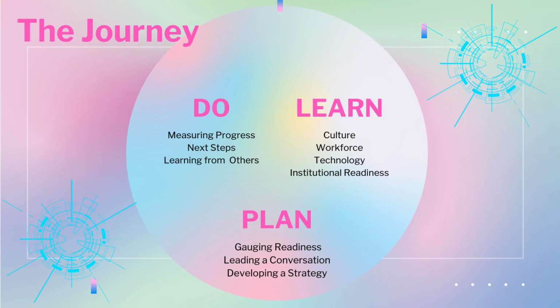So when we take a look at what this journey entails, it resembles circular movement. The first phase of learn has several dimensions. This needs to be thorough with regard to culture, workforce, technology, and institutional readiness. It is comprehensive, and a broad view of the landscape has to be considered. The next phase is plan. It takes into account all of what has been learned with regard to its various dimensions.